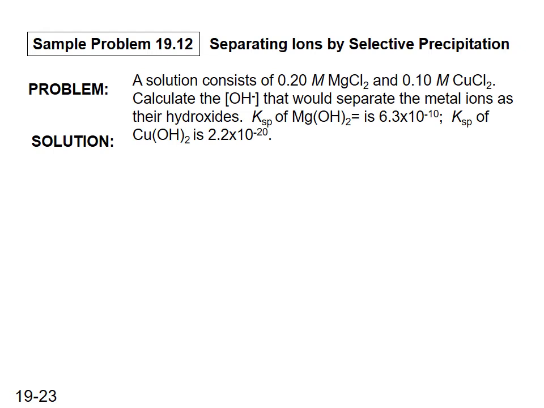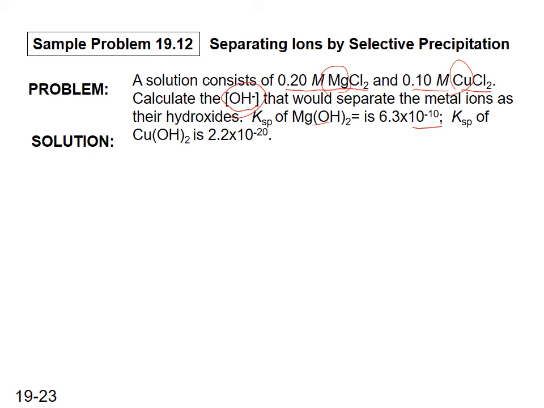Sample problem 19.12, and this is an example of selective precipitation. A solution consists of 0.2 molarity magnesium chloride and 0.1 molarity copper chloride. So in the solution, we have magnesium ion and copper ion. The question is, how much hydroxide concentration is needed to separate these two metal ions? The KSP values are given.